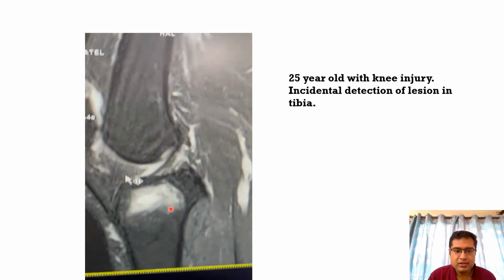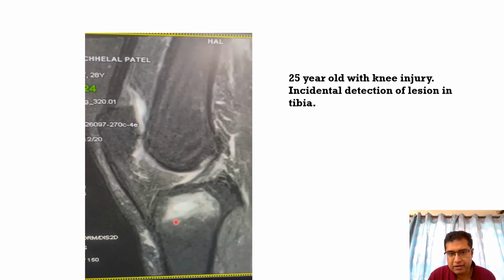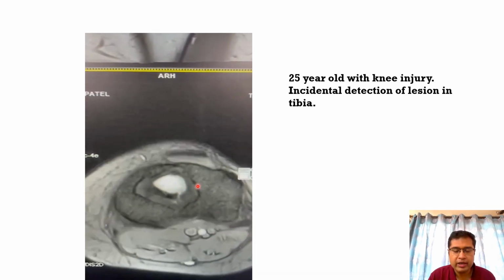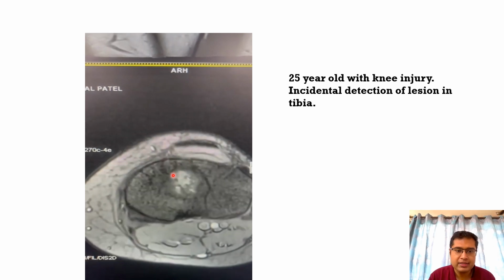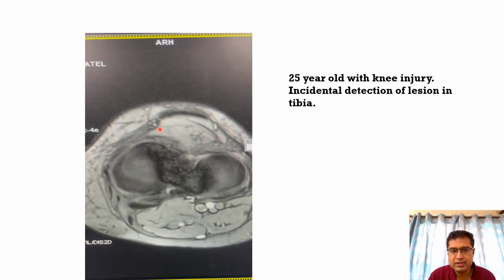And this is the PDFS, where that large lesion is partially suppressed, and the central hyperintense area on T2 is again seen on PDFS. These are the axial T2 weighted images where again we can see a central hyperintense cystic lesion. So that entire lesion was incidentally detected on the tibia. She was not having any symptoms, and there was central cystic change and partial suppression of that lesion seen on PDFS.